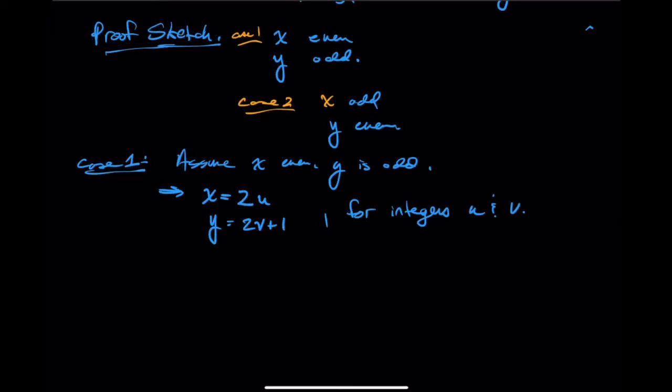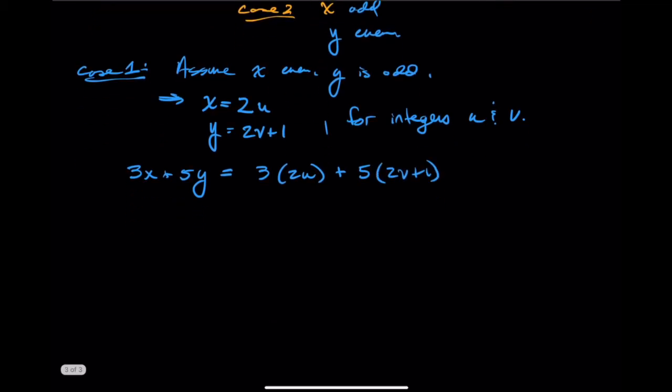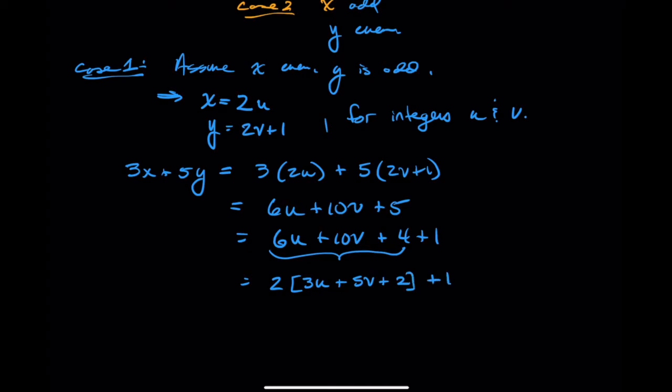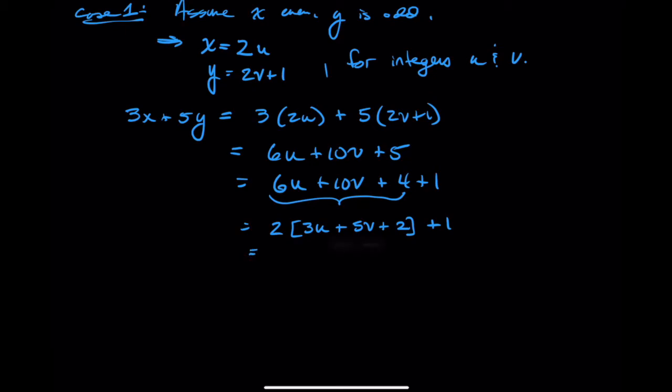All right, so 3x plus 5y. Remember, we're trying to show that this thing is odd. So we end up here with 3 times 2u plus 5 times (2v plus 1). And now we get 6u plus 10v plus 5. So it's not the exact form that we need it in. So what we could do is rewrite this as 6u plus 10v plus 4 plus 1. And now from these, we're going to factor out that 2. So we have 2 times (3u plus 5v plus 2), and then we have that odd integer form right there.